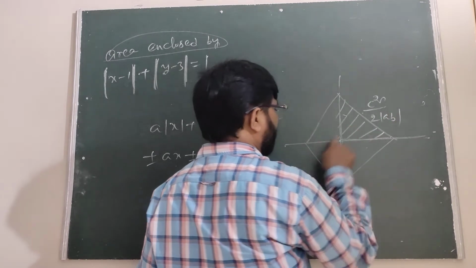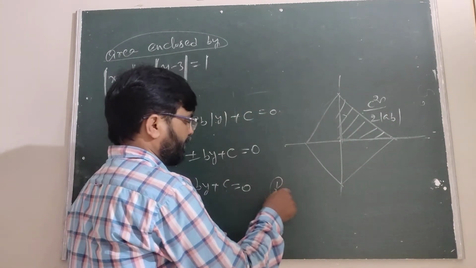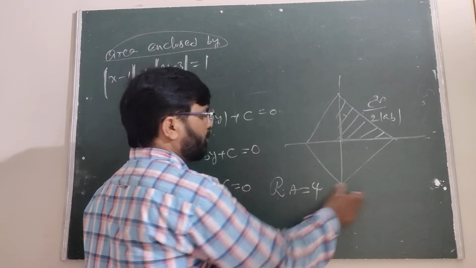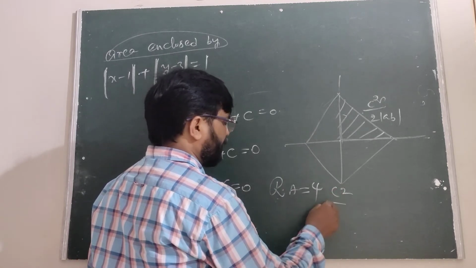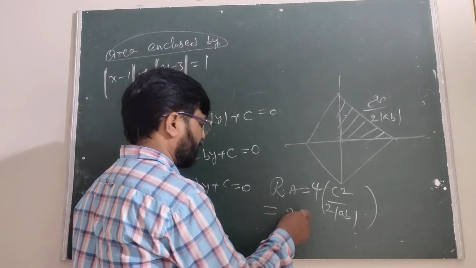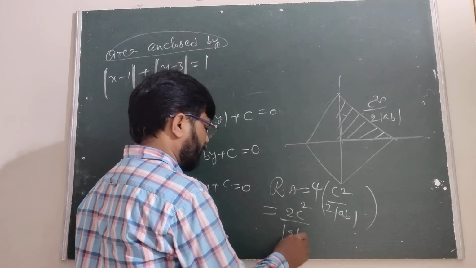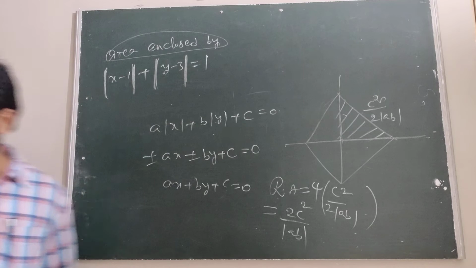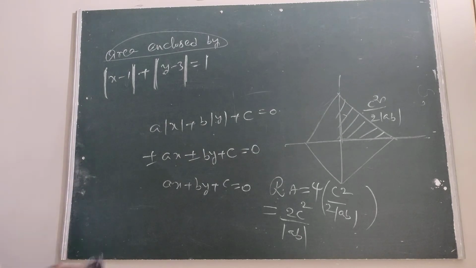Now the required area is 4 times c square by 2 modulus of AB. Then it will be 2c square by modulus of AB.